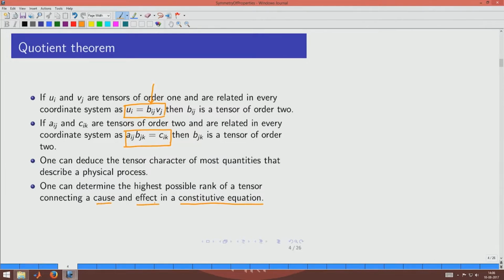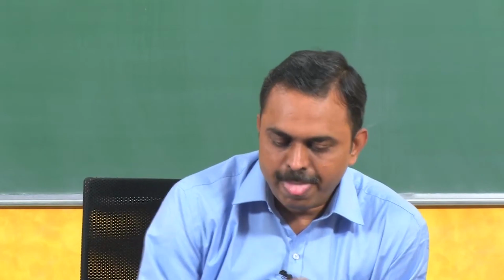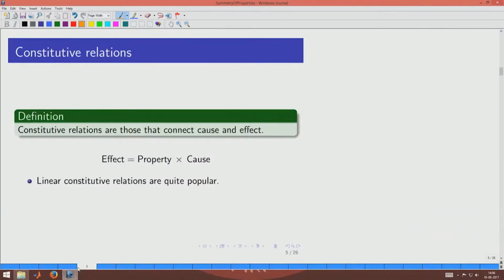So, we will have cause and effect on either side of the equal to sign, and what relates them is a property. We then want to use the quotient theorem to check what would be the tensorial order of that property. Okay, so this is how the constitutive relationships are going to look.